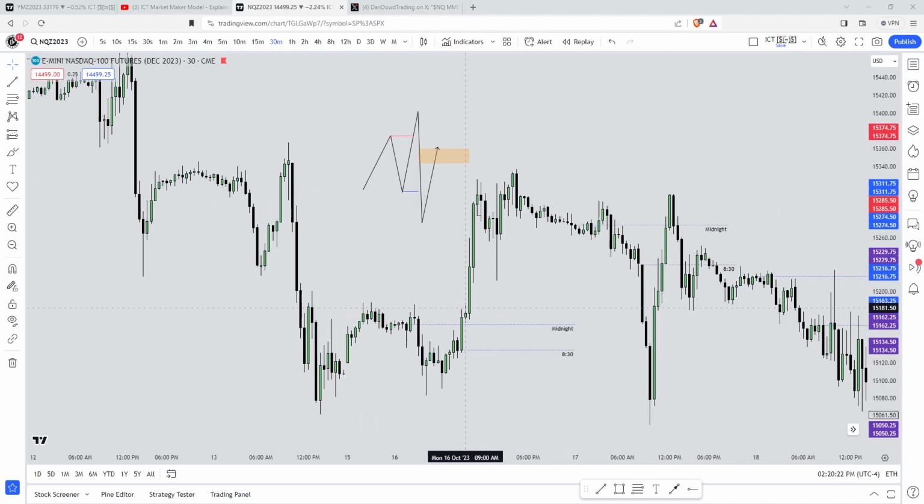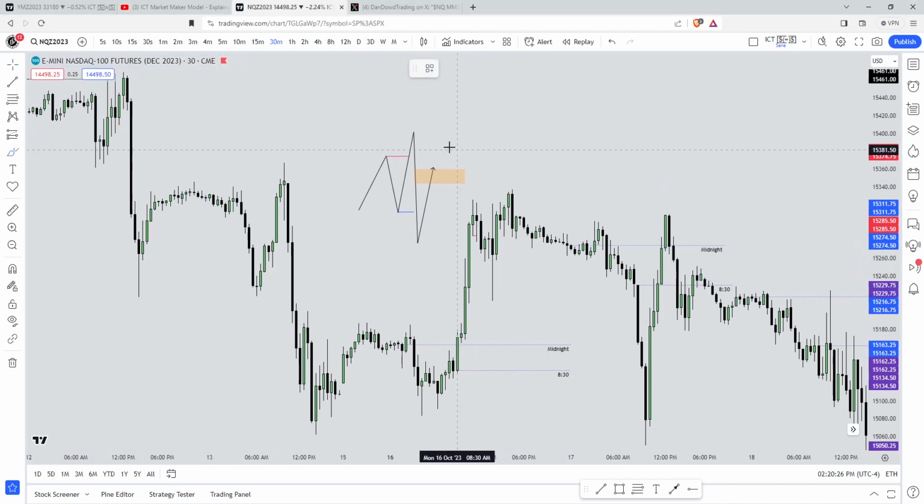So in this model, what I want to look for is I want to see manipulation above midnight and 8:30 open, and then I want to see this bearish 2022 model after it manipulates above that. So in this example right here, you can see that price takes out this buy side liquidity, but we don't get a bearish model above there. If I were to see something like this above this high right here, then I would take that and I would look at that as a short opportunity for price to start displacing lower.